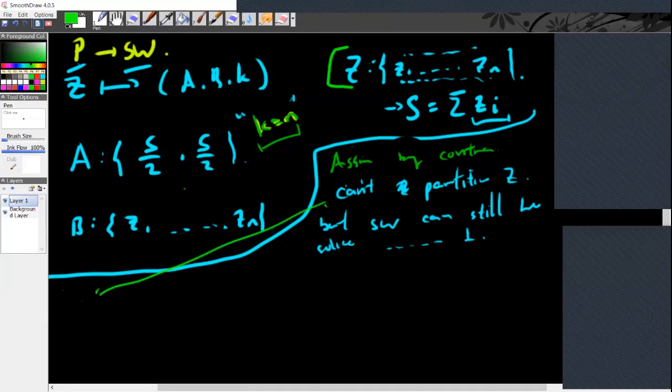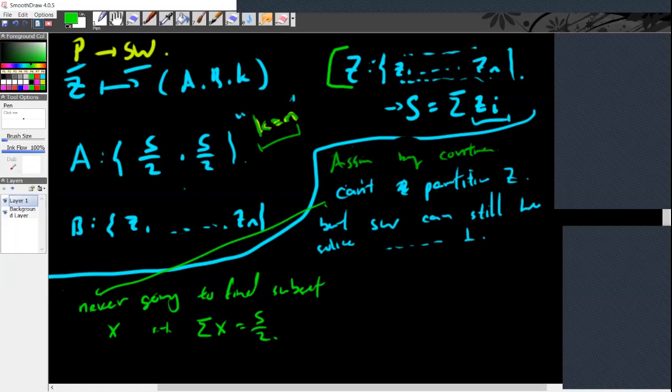a subset, let's say X, such that the sum of all the items in X is equal to S over 2. You're never going to find this. But think about it: if you could find such a subset, then the remaining items could be put into a set called Y, and this must also sum to S over 2. Then you would have a partition. But since we're assuming that you cannot partition, it must be the case that you cannot find such a subset.